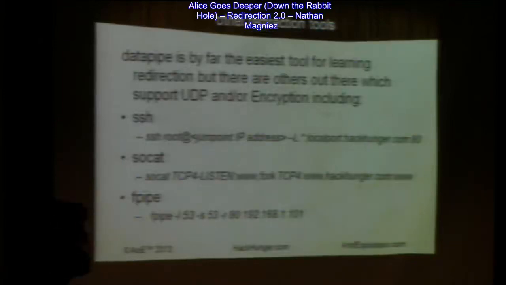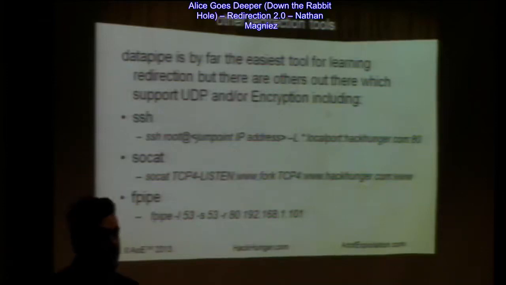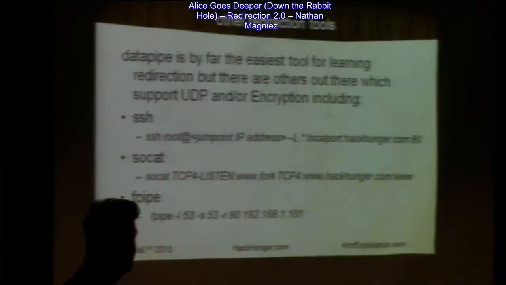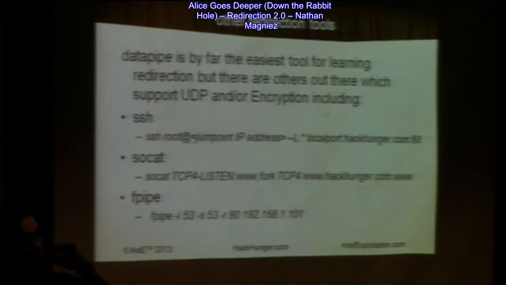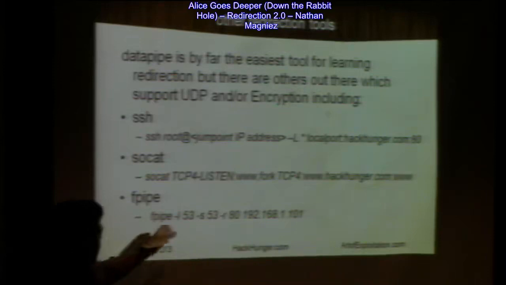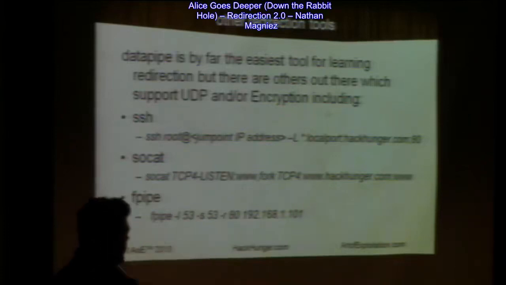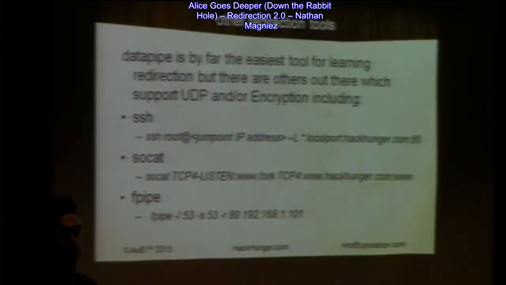All right, so there are other redirection tools out there, but DataPipe is the easiest to learn on. The syntax is really simple and straightforward. It's not as complex as SSH, where you're on your local system SSHing into a remote system and setting it up that way. There's also Socat and FPipe as well. FPipe also has the benefit of spoofing a source port, which could be beneficial to you as well.